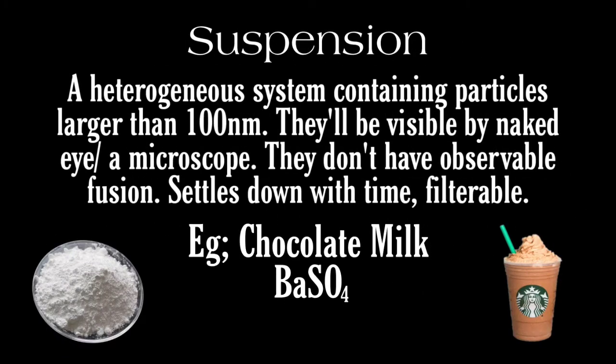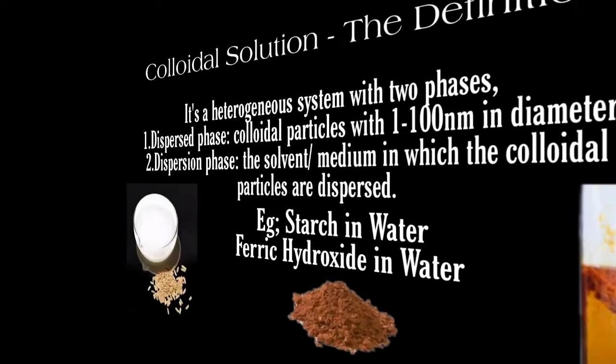The next kind of solutions is the suspensions. Suspensions are a heterogeneous system containing particles larger than 100 nanometers. Since they settle down with time, they're also filterable in nature. We can identify their particles either by the naked eye or by a microscope. Due to their larger dimensions, they don't give an observable diffusion. We can have the example of chocolate milk or even a familiar Oreo shake.